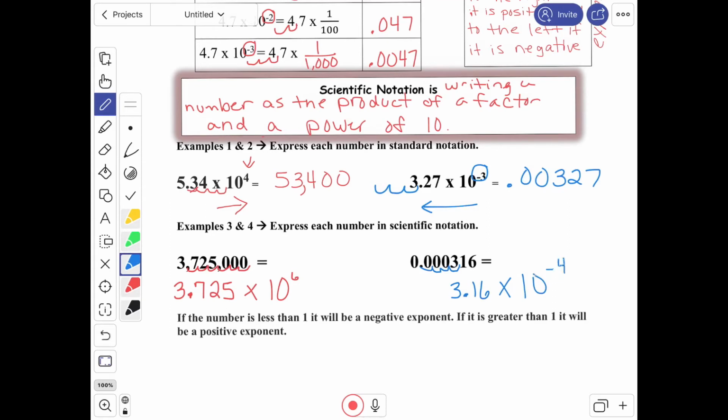If the number is less than 1, it will be a negative exponent. If it is greater than 1, it will be a positive exponent. So this number here was definitely greater than 1. That's why it got the positive exponent. This number was less than 1, much smaller than 1, and so it got a negative exponent.